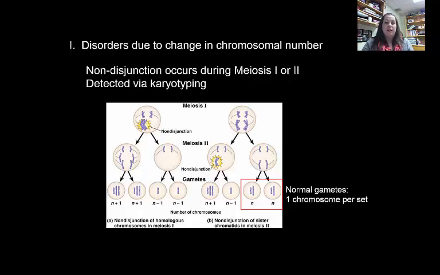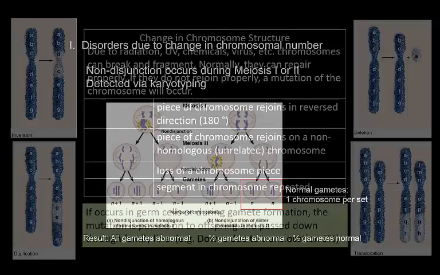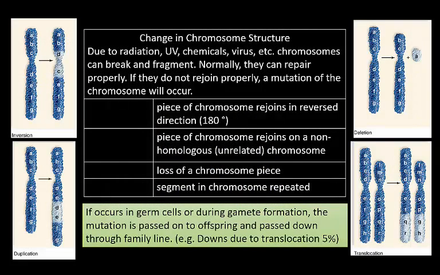Now this can occur in meiosis 1 or meiosis 2. That's important to note. Alright, we also see that we can see a change in the chromosome structure. This is going to give us different terms that we need to be able to identify based on the definition. If a piece of the chromosome rejoins in a reversed or opposite direction, that's called inversion. Okay, and you can see that here, inversion.